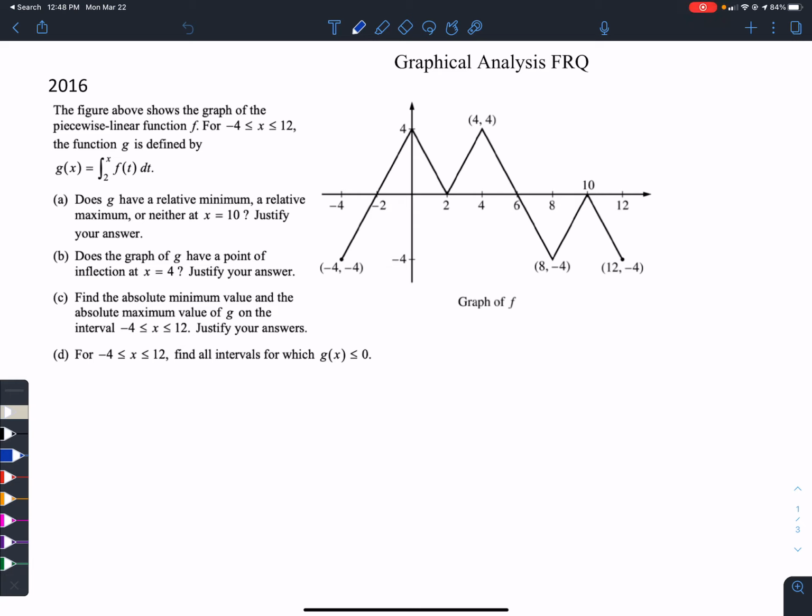The last type of FRQ we're going to look at is known as graphical analysis. They will give you a graph and ask you questions about the graph. So this comes from the 2016 AP test. For this section, you need to know your justifications. Basically, your justifications are theorems.